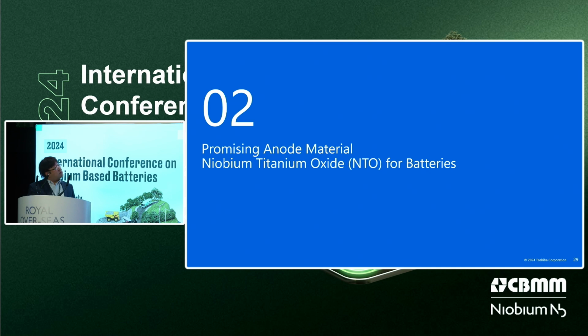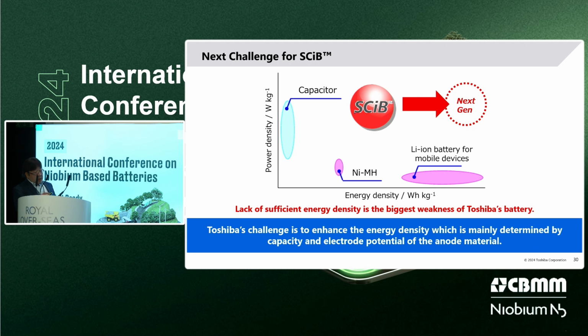So let's turn to the next topic regarding the NTO material. This schematic figure shows the relationship between power density as a function of energy density. Our SCIB has almost the same power capability as the capacitor. However, the energy density is lower than conventional lithium-ion batteries. So lack of sufficient energy density is the biggest weakness of our battery. So Toshiba's challenge is to enhance the energy density. This is mainly determined by the capacity and the electrode potential of the LTO material.